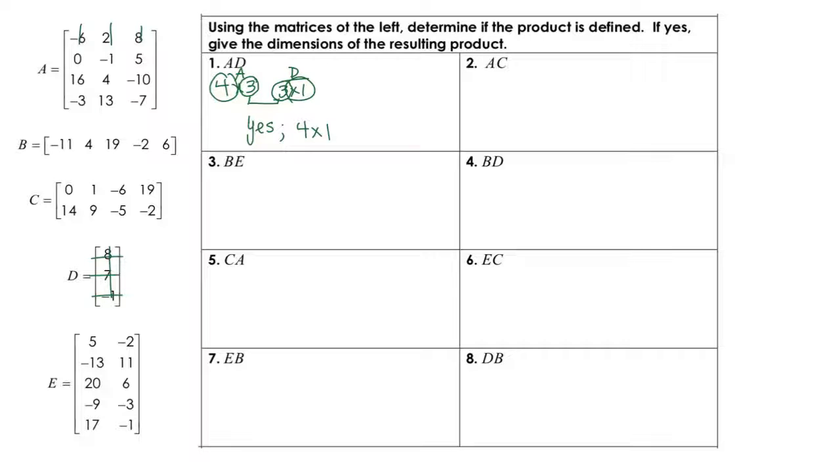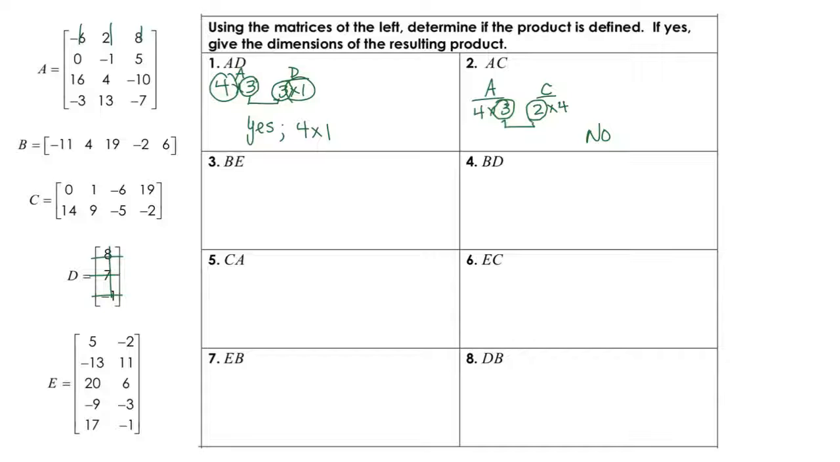Looking at number 2, again, same idea. Let's pick out our dimensions. The dimensions for matrix A was a 4 by 3. Go count up the dimensions of matrix C. Matrix C is a 2 by 4. And again, the number of columns in the first has to equal the number of rows in the second. Notice those two numbers do not equal each other, so here you would not get a product. You are not going to be able to multiply those two.